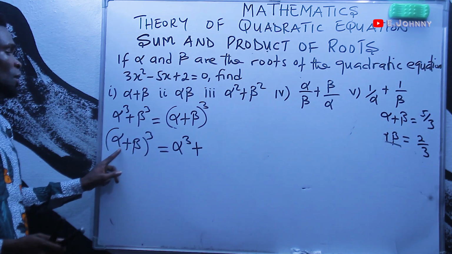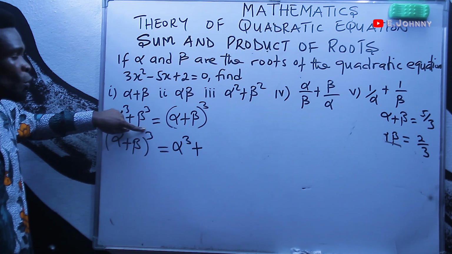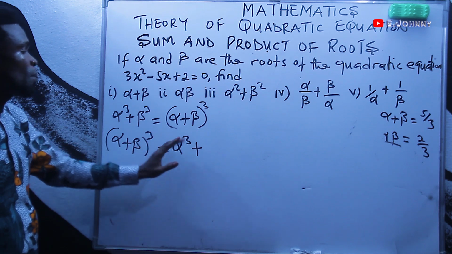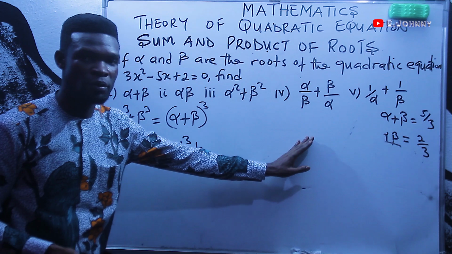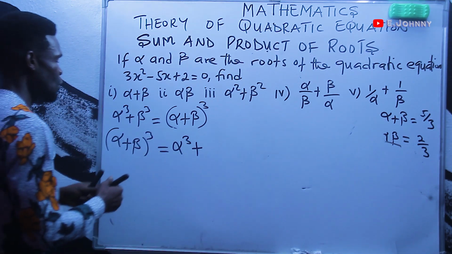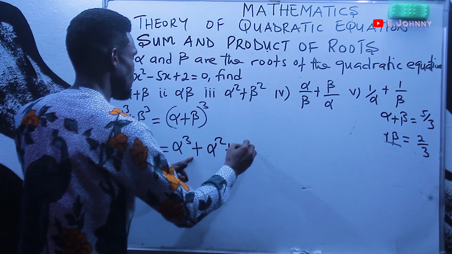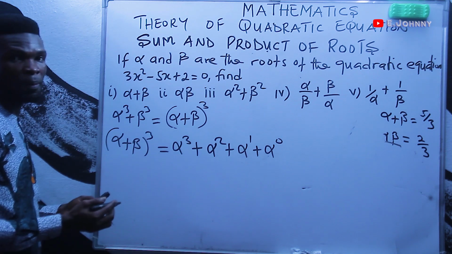Now, remember there are two things here. For as long as this is alpha cube, the rule is this. The power of alpha will keep reducing from power 3 to 1, 0. So let's go there. I'm going to have alpha cube plus alpha square plus alpha raised to power 1 plus alpha raised to power 0.